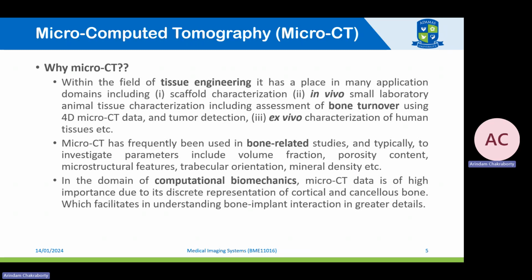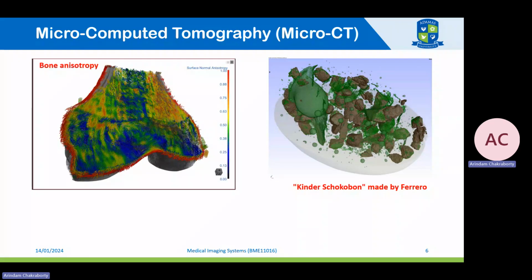So, to understand why micro-CT is so important, here are two important applications of micro-CT. The first one is the diaphysis of a femur. We can calculate the bone anisotropy from the micro-CT based data. This gives the bone anisotropy, where the blue essentially means a value of normal anisotropy of 0, while the red gives the highest anisotropy level of 1. So here we can actually measure this from micro-CT data.